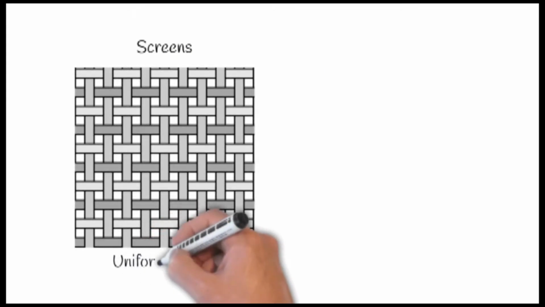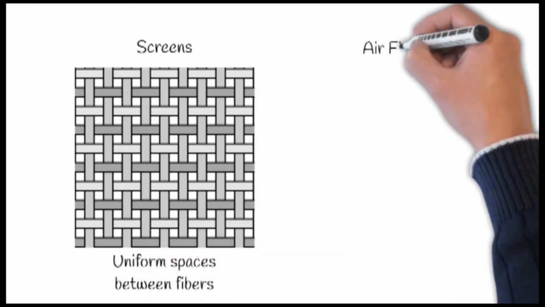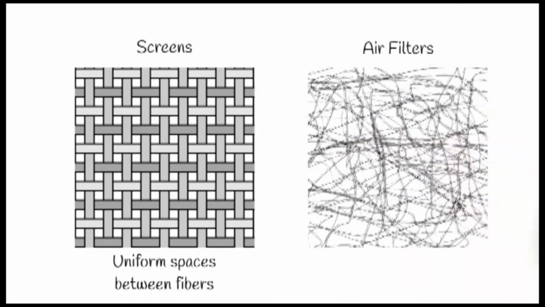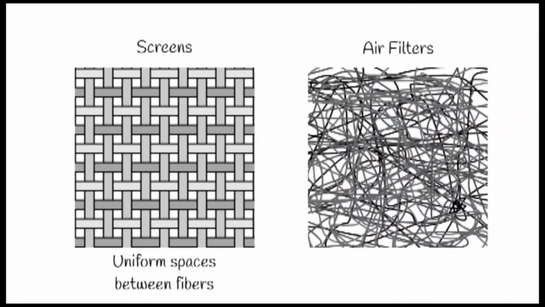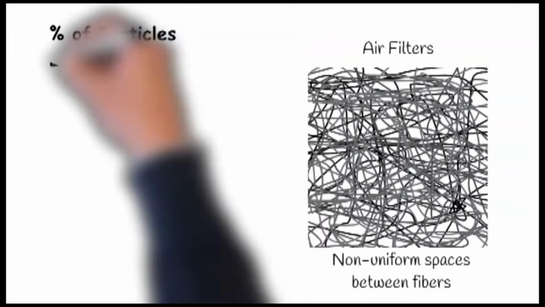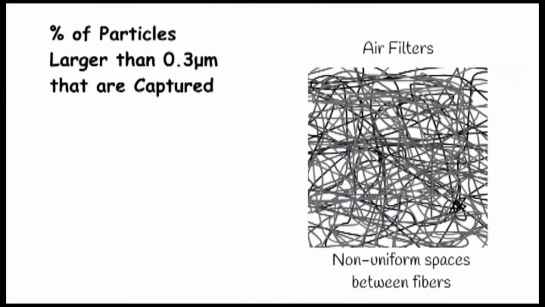Many people think of screens when they're imagining what a filter looks like and how it functions. With a screen, you've got uniform spaces between all of the fibers. Air filters, different from screens, are actually non-woven, and so the spaces between the fibers are not uniform. Filters are rated based upon the percentage of particles larger than 0.3 microns that are captured.